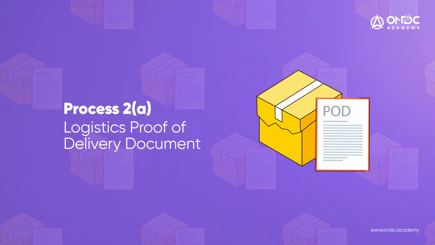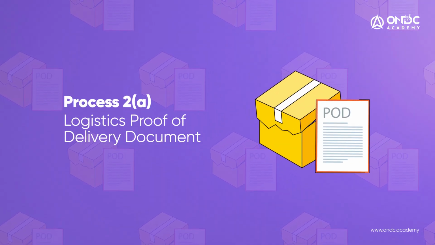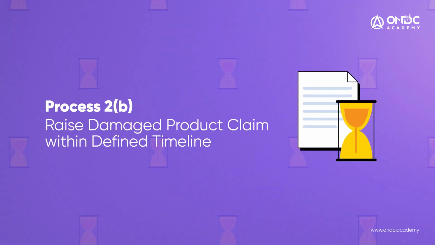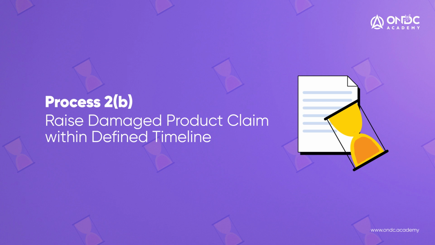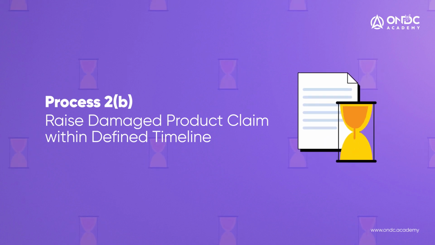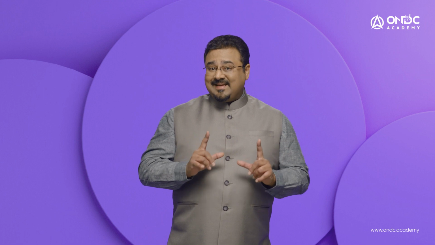Process 2 has two possibilities. 1. If a return order is received by the seller and there is visible damage to the outer packaging indicating mishandling and possible damage to the product, then this should be mentioned on the Logistics Proof of Delivery document, POD. 2. In case there is no damage to the outer packaging, but later the seller realizes there is damage to the actual product or brand box. In both cases, the seller needs to raise a ticket in defined timelines with the seller network participant. Tickets raised beyond a defined timeline may not be accepted.